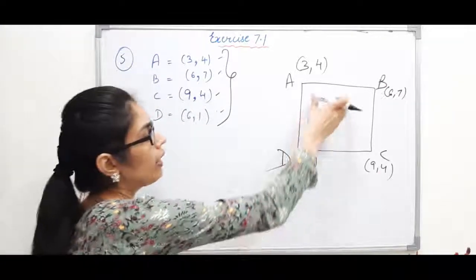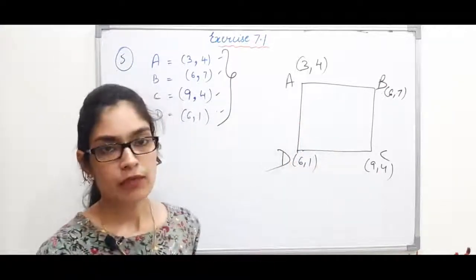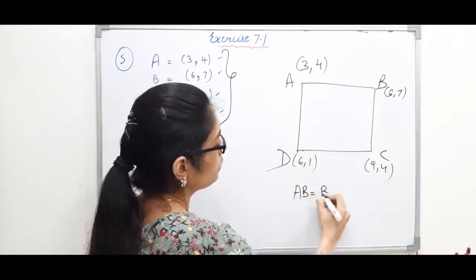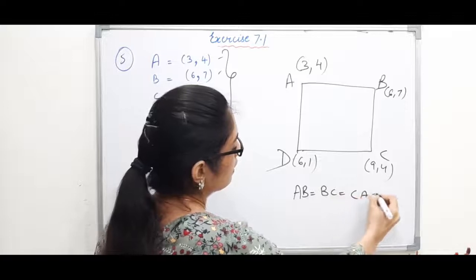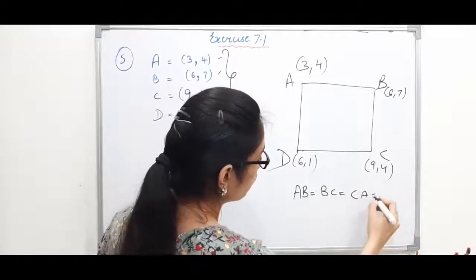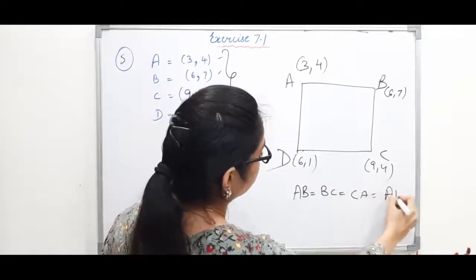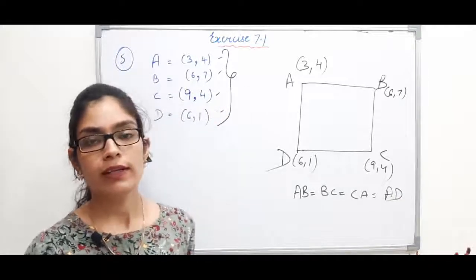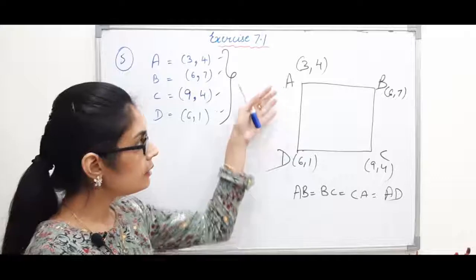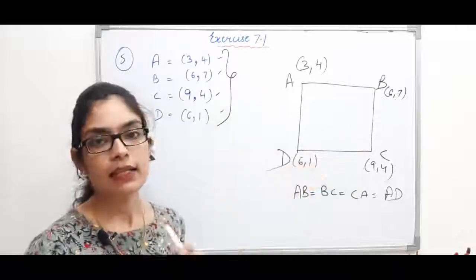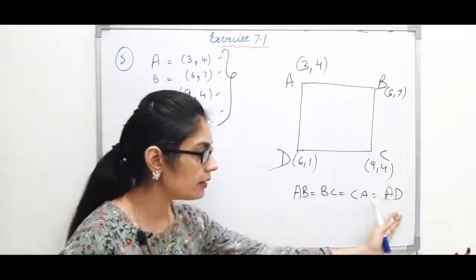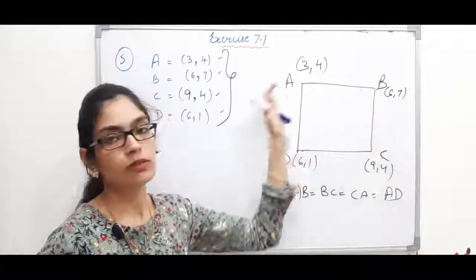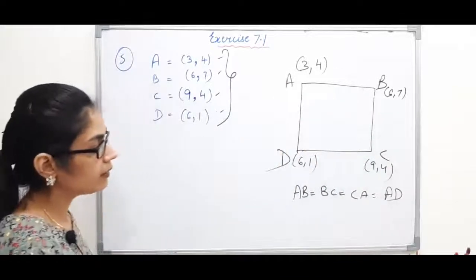We have to find, because if this is a square, then AB will be equal to BC, equal to CA and equal to AD, which means all the sides will be equal, as you have already learnt in earlier classes that in a square all the sides are equal. So if you are getting this, that means these are the vertices of a square. So let's find it out.